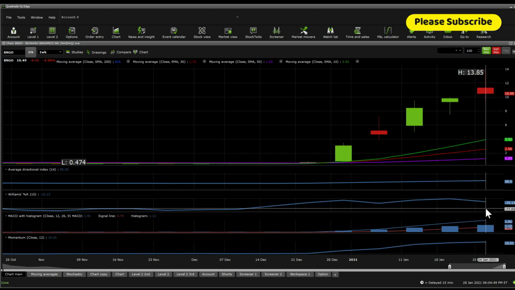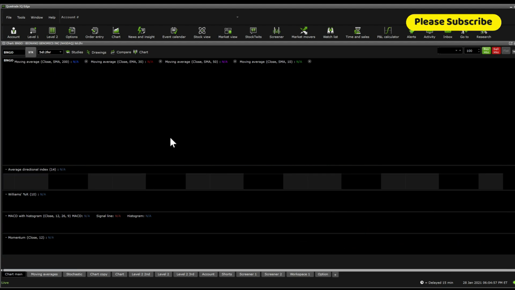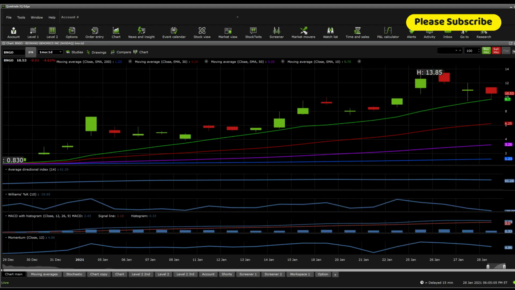And Williams %R is a little bit overbought, but not at that level. Then the SMA is above the 30 EMA and it's above the 50 SMA. That is amazing. Now, on a 2-hour perspective, things are looking a little bit rough. But before doing so, we're going to do a 1-day perspective. On a 1-day perspective, things are looking a little bit not rough.